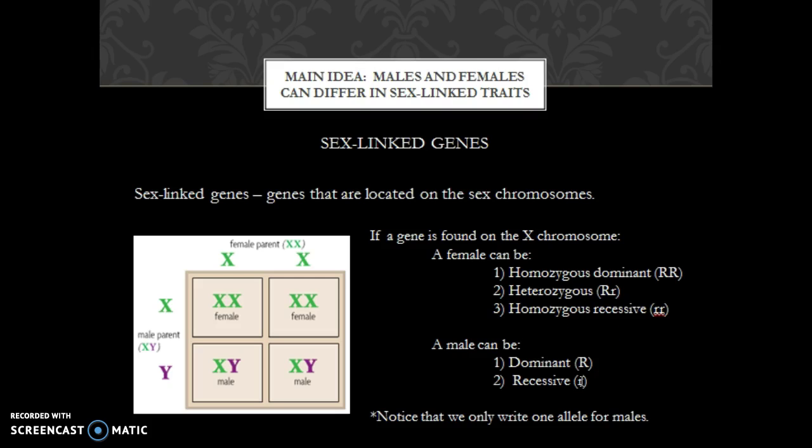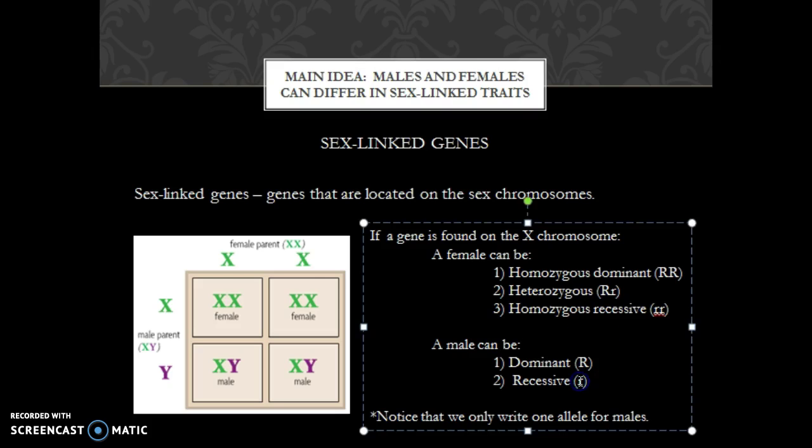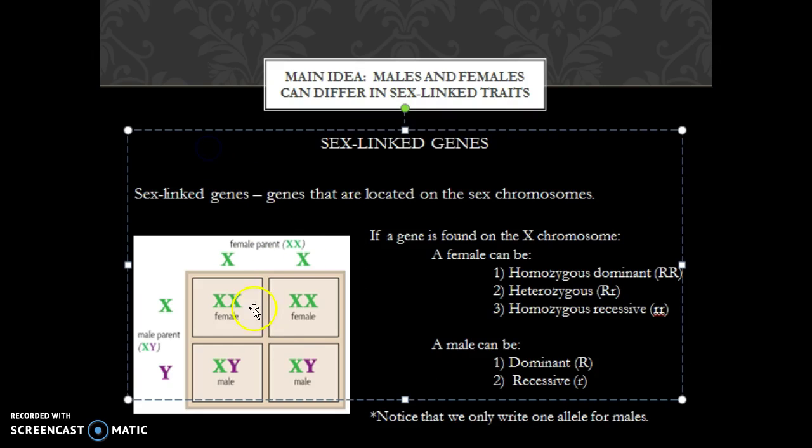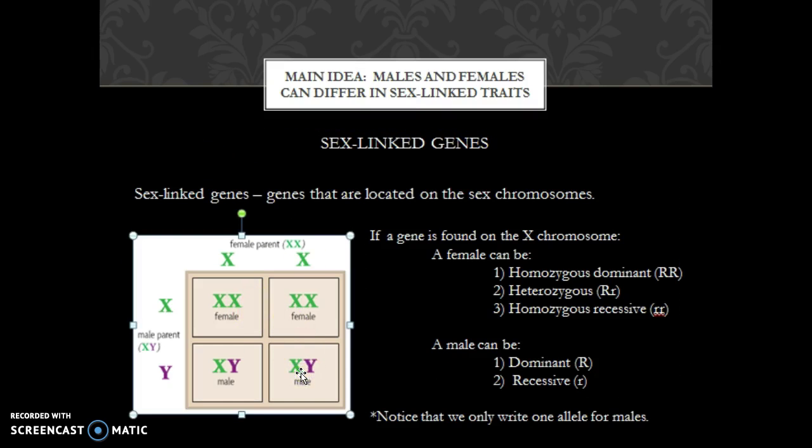So traits and genes and disorders found on the X chromosome, they affect males differently than how they affect females. Females, if they have this disorder, this problematic allele, they have a second allele to hopefully be there to mask it. Males, we are either having the disorder or we do not have the disorder. So notice that we only write 1 allele for males because we only have 1 allele for that particular gene.